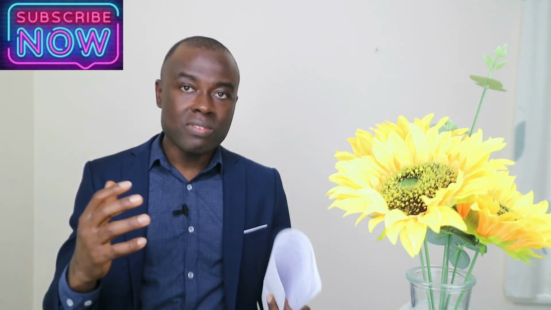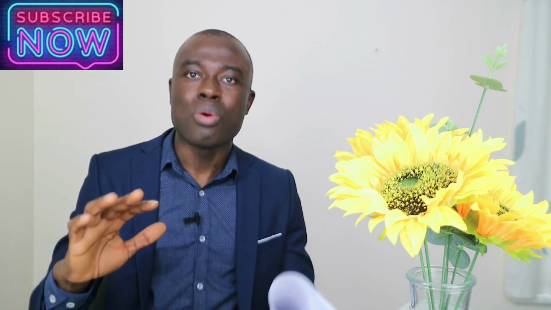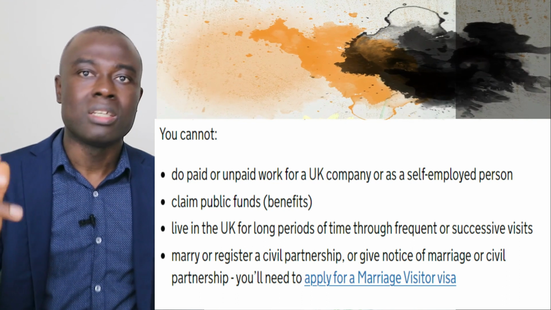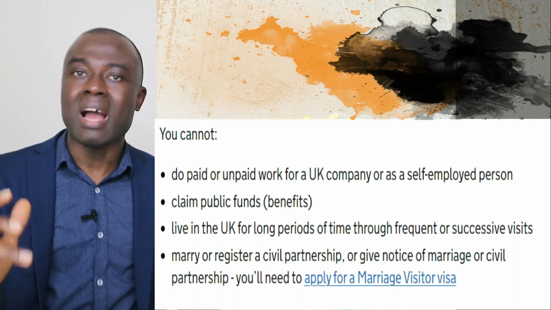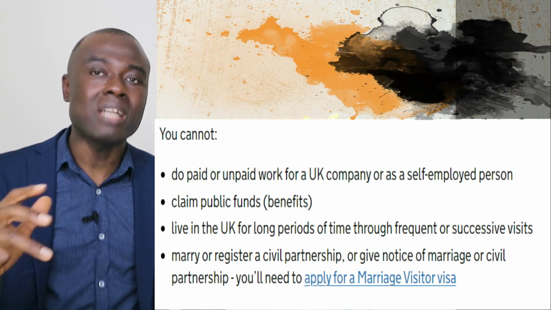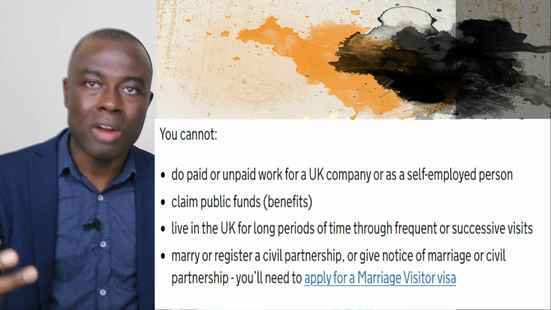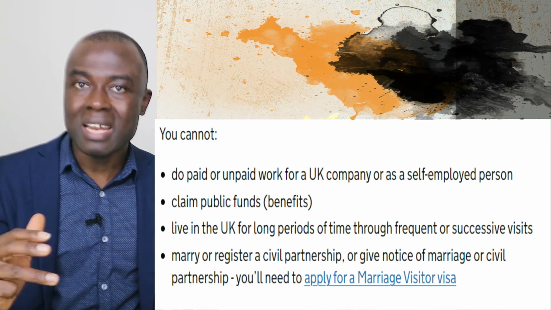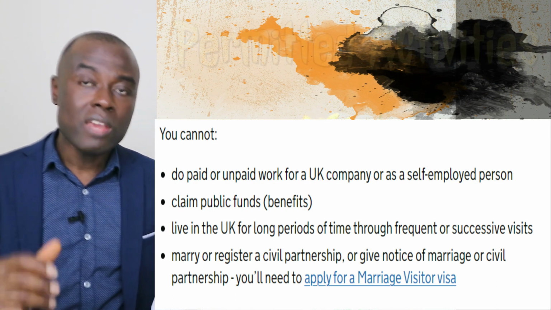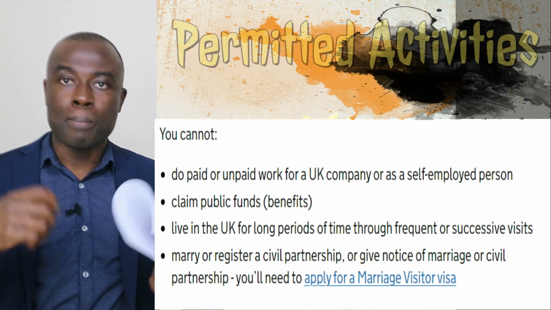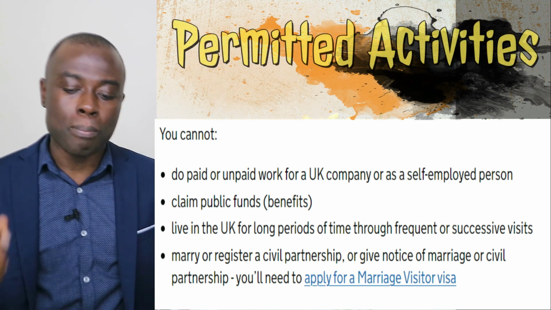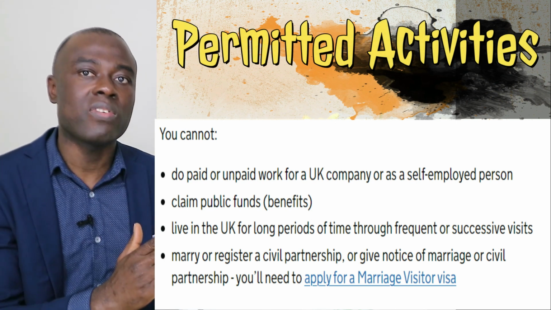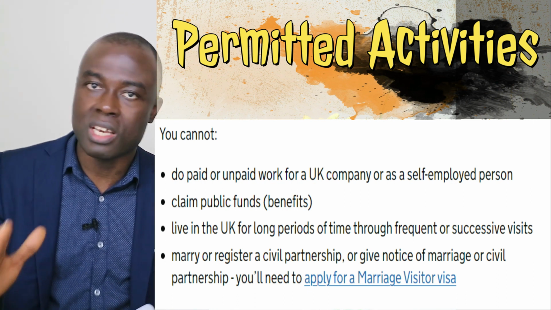Let's look at some activities that are not permitted when you have a Standard UK Visitors Visa. 1. You can't marry or register a civil partnership. You can't also give a notice of marriage or a notice of civil partnership when you apply for a Standard UK Visitors Visa. If you want to travel to the UK for the purposes of marriage, then you need to apply for a marriage visitors visa. So we have a Standard Visitors Visa and a marriage visitors visa.